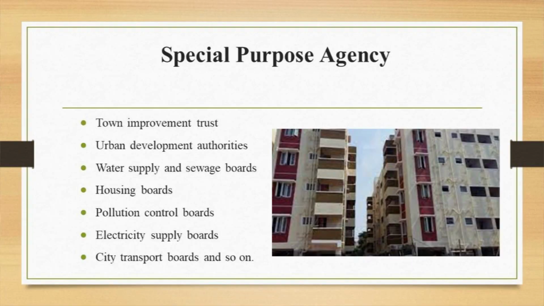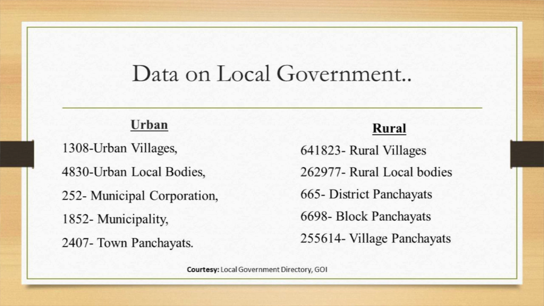It is also considered to be a functional local body, which includes town improvement trusts, urban development authorities, water supply and sewage boards, housing boards, pollution control boards, electricity supply boards and city transport boards. So, these local governments play a crucial role in providing essential services to the people living in urban areas and ensuring their overall development and growth.